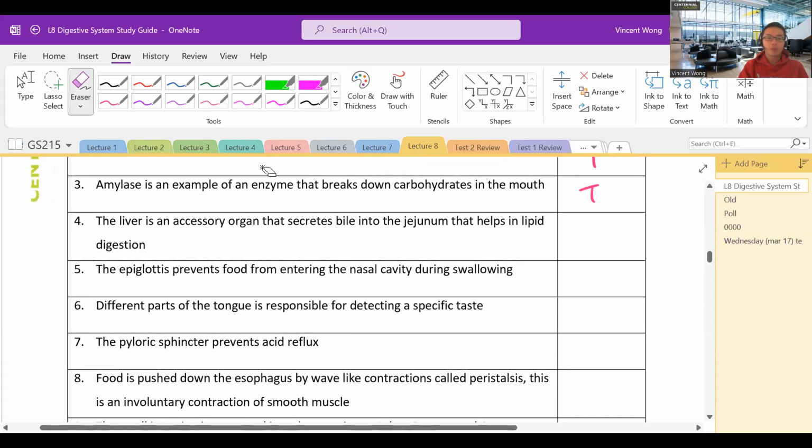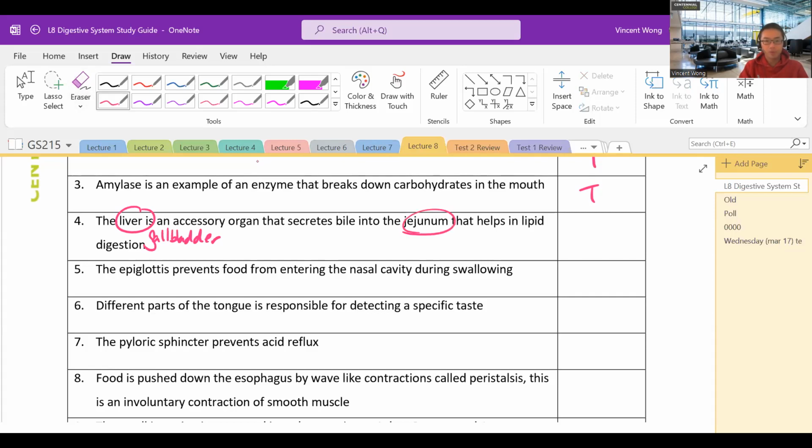The liver is an accessory organ that secretes bile into the jejunum that helps in lipid digestion. That is not correct. First of all, it is not the liver that secretes the bile. Well, the liver makes the bile, but then it's stored in the gallbladder, right? From the gallbladder, the bile is going to be secreted into the duodenum, and we need the bile for lipid digestion. This is false.